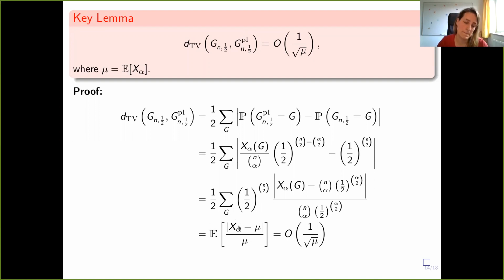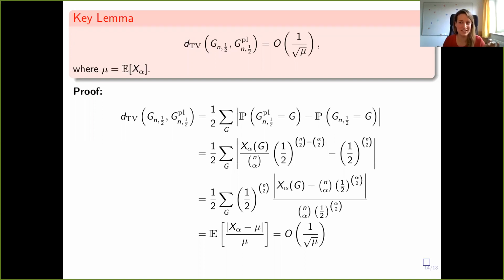So it varies by about root mu about its mean. So we end up here with something of order 1 over root mu. You actually don't need the Poisson approximation for this. It's enough here that the variance of X alpha is of order mu, and that's not hard to check by hand. Okay, so this is the proof of this key lemma.